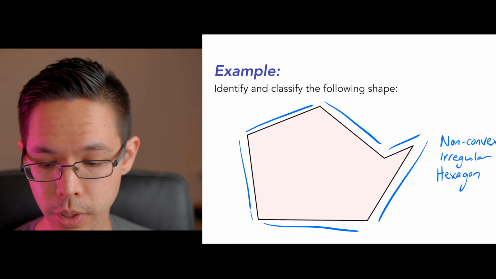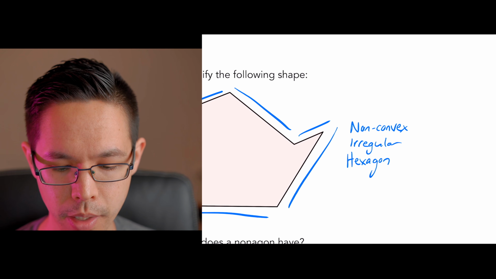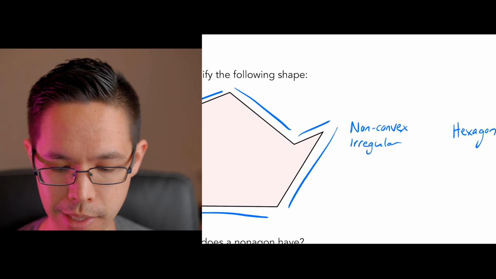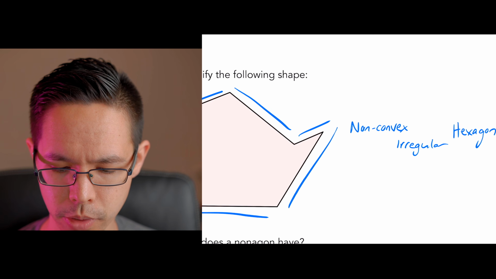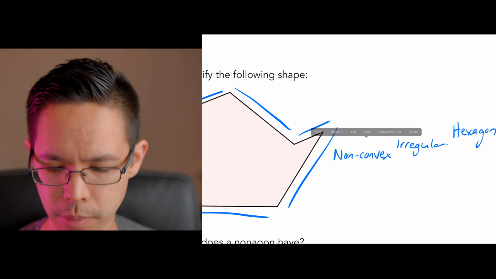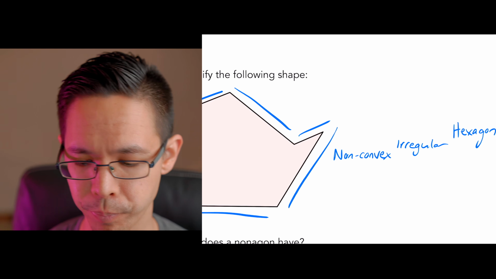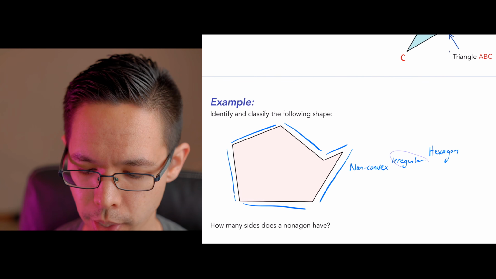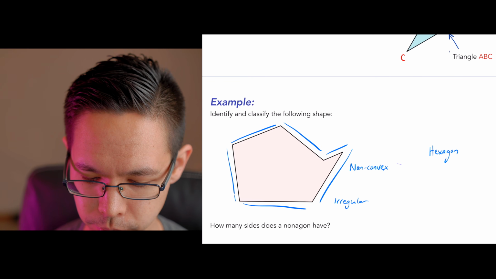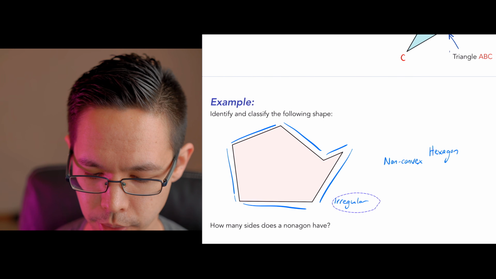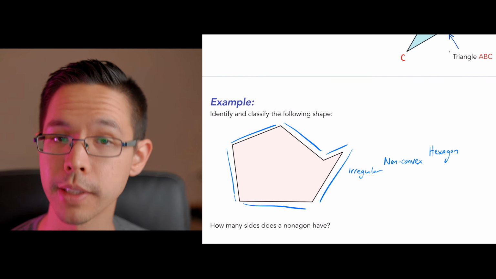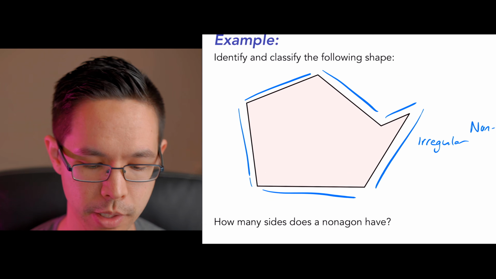hexagon. Now, the order that you list these things doesn't really matter. I might put hexagon as last. I don't know, it's up to you, but I think hexagon seems to make the most sense on the end. But that's sort of the way I could do it. Or I could start with the word irregular. I could say it's irregular, non-convex, hexagon. I think those two arrangements are still fine.